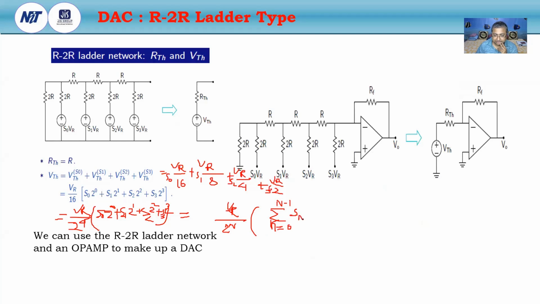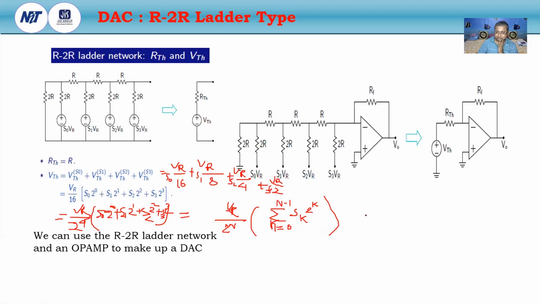Sk, sorry, erase it. Suppose this is Sk 2 to the power of k. This is the in general value of the VTH.